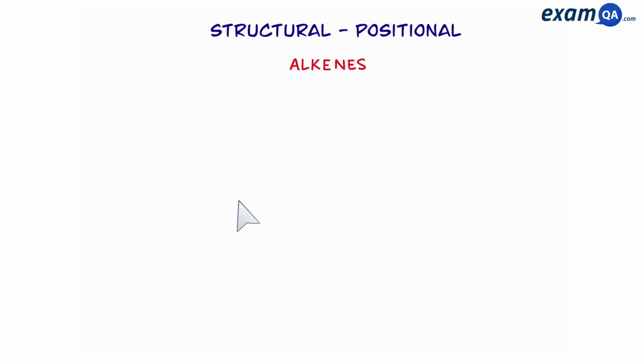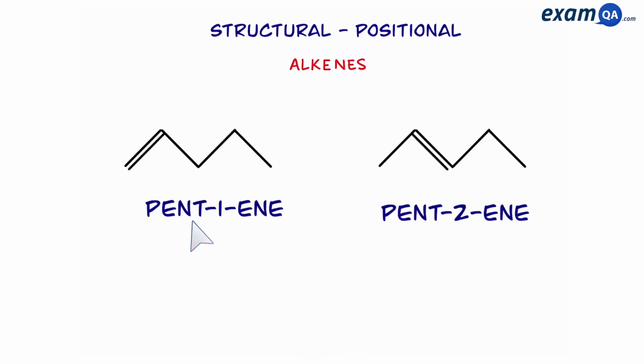Another place that we have positional isomers are in alkenes. On the left, we have pent-1-ene, and the second one is pent-2-ene. Notice how both of them have the same chain length. However, the double bond has moved from carbon 1 to carbon 2. So this is a positional isomer.